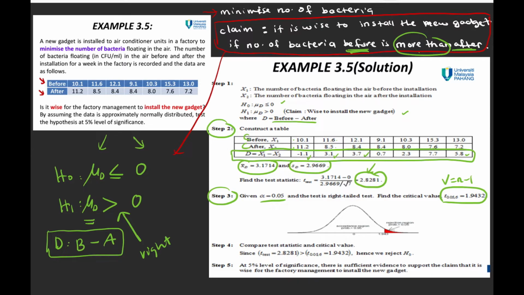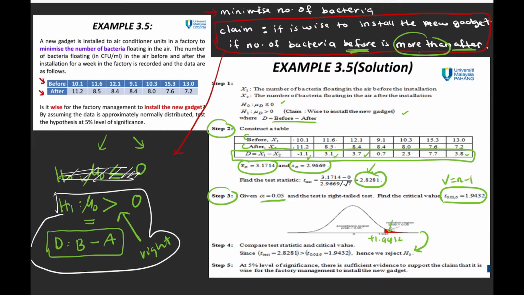So here is 1.9432, positive because of right tail. Our test statistic is 2.8281. It is located here at the rejection region. So you have to reject H null. So what will happen if you reject H null? So now you reject H null here, so you accept this one. See, this is your claim. So you accept your claim.